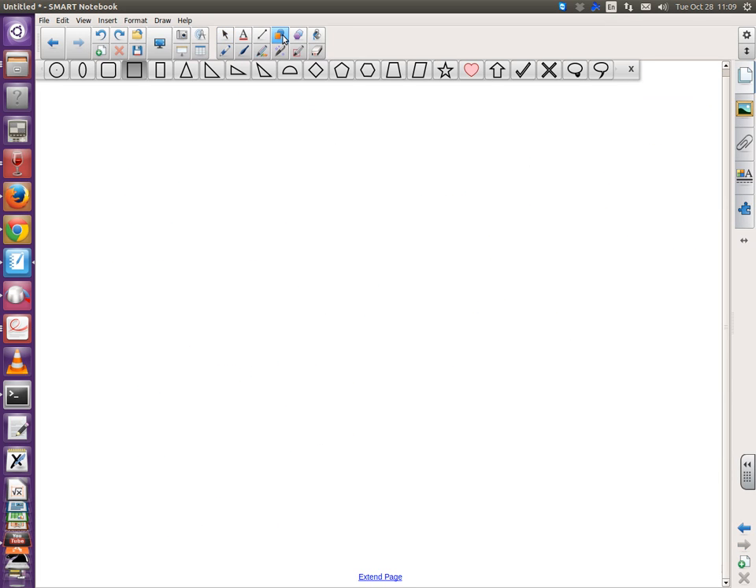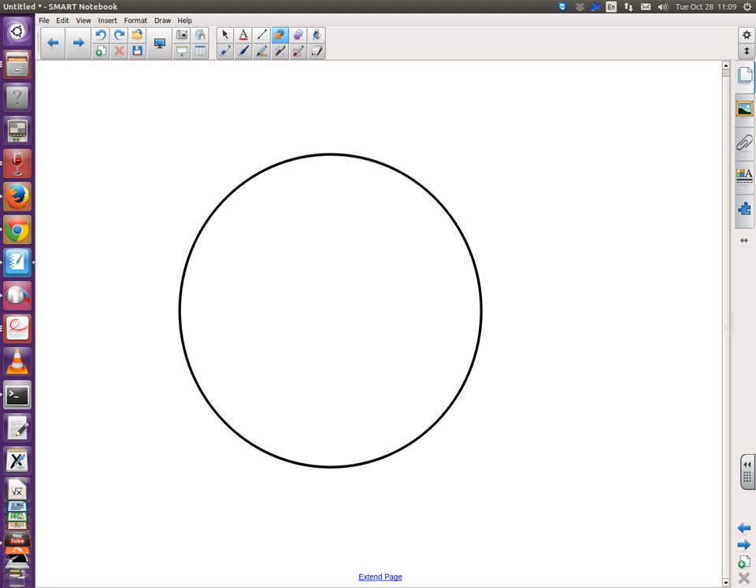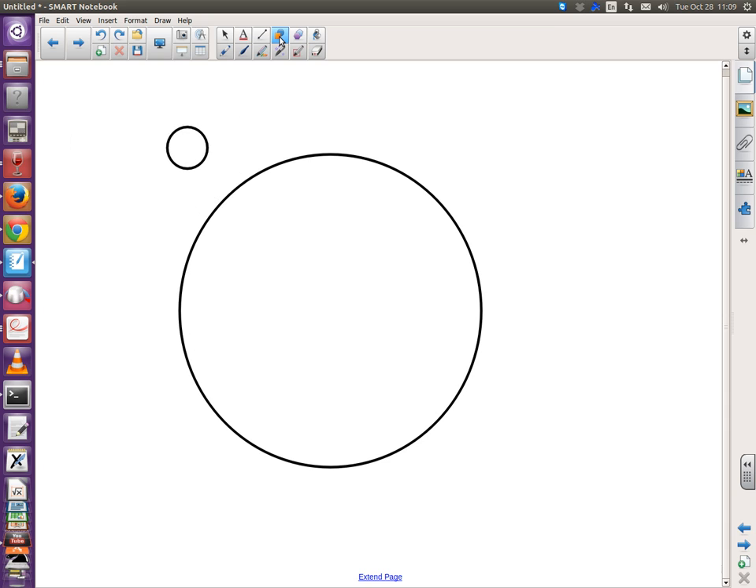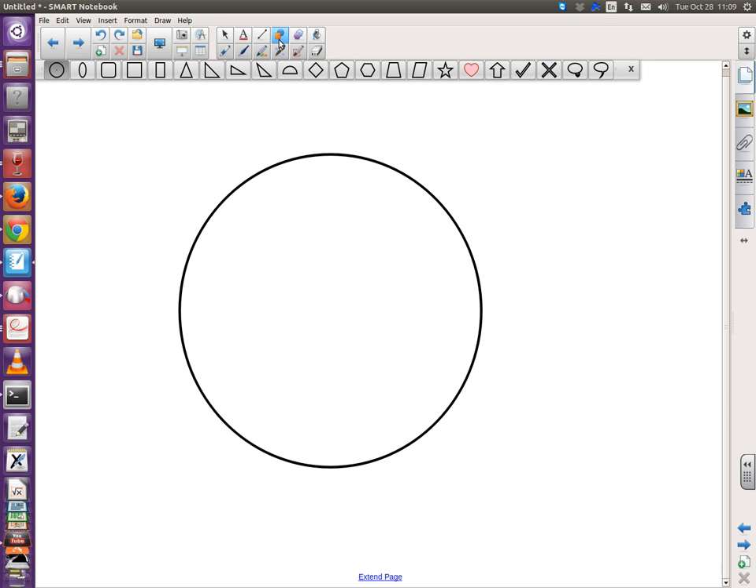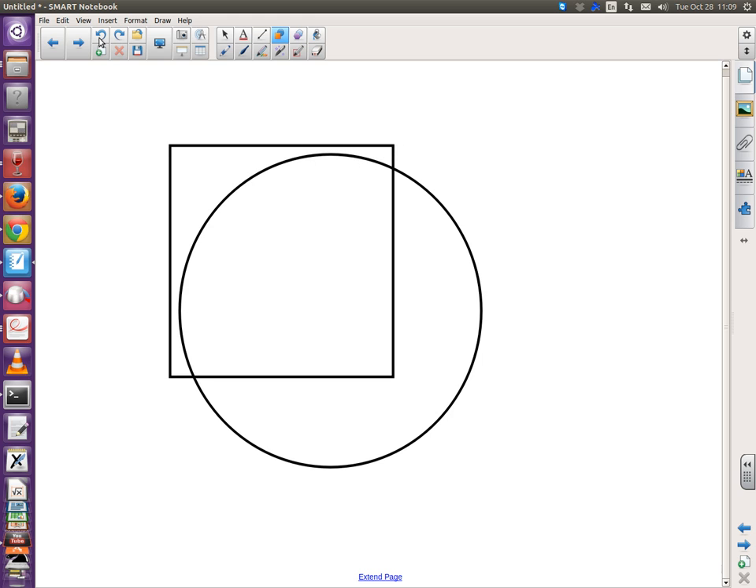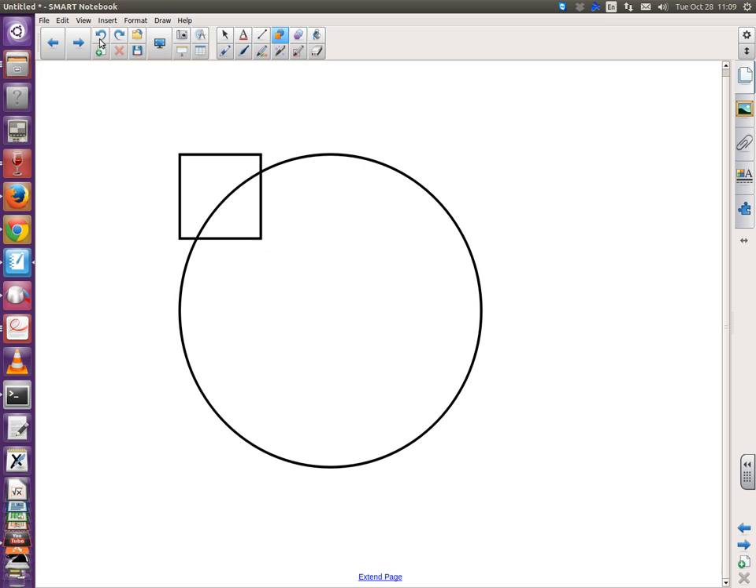So let's draw this stuff. Here's a circle. And here's a square. No, what happened there? What happened to my square? I'm going to hit square. Not quite. Oh boy. Not happening. Why is this not cooperating? Oh, not bad.